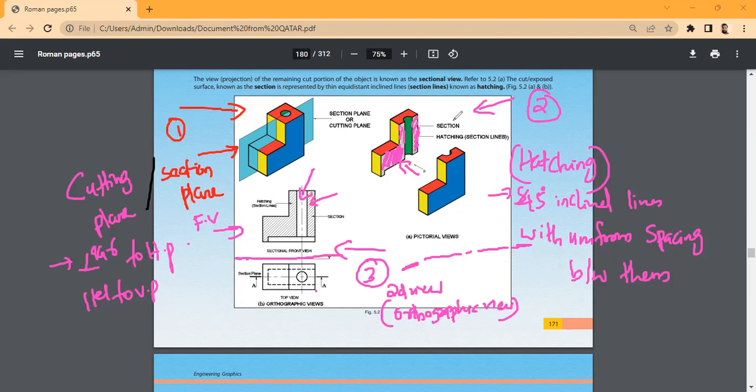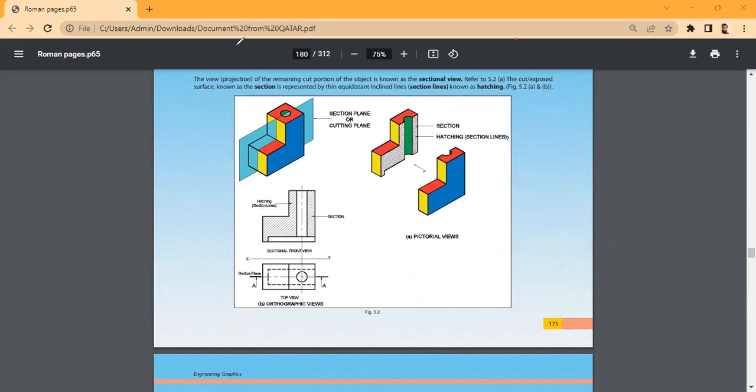So here the important terms are section and hatching. Hatching is very important, then the cutting plane representation, and the hatched lines, the 45-degree inclined lines. The location of the section plane is also very important. Orthographic view, isometric view. What is the difference between them? 2D view, 3D view, pictorial view. So, clear. Then the next one.